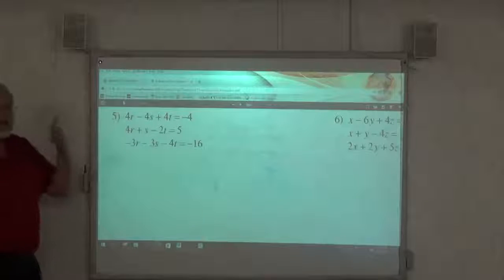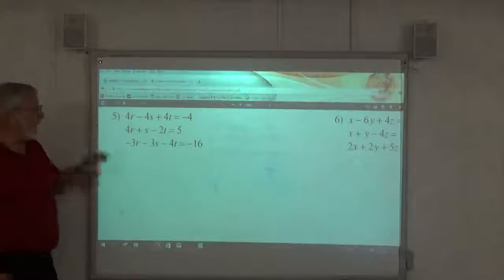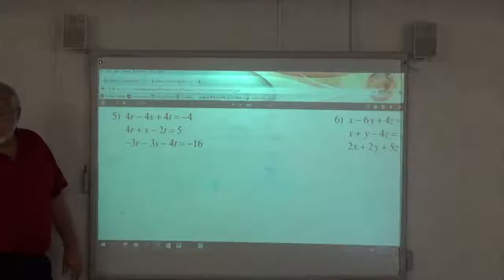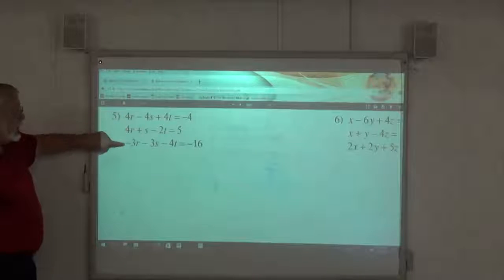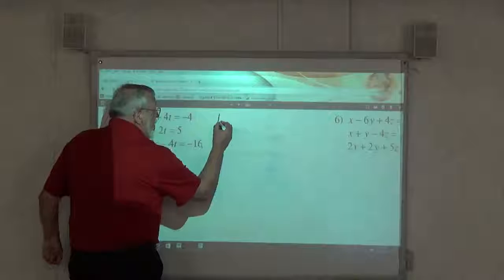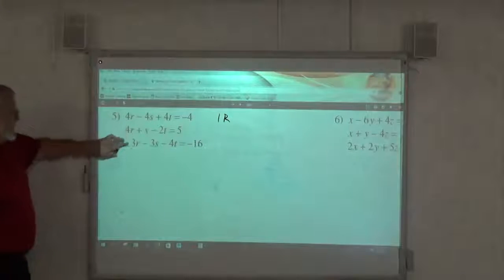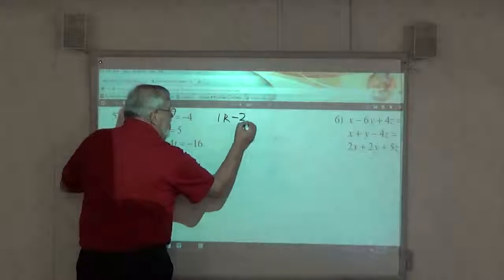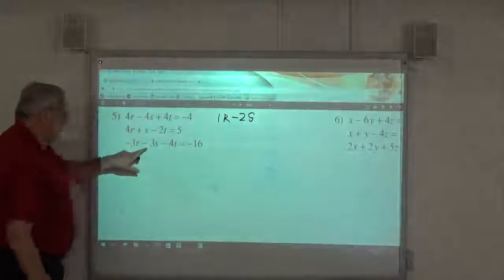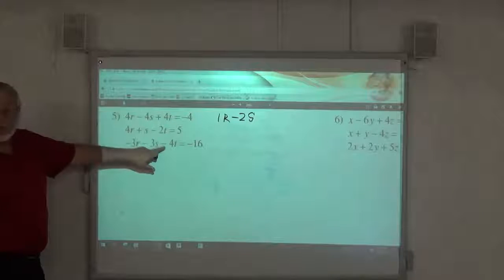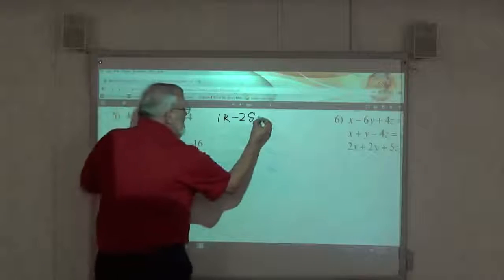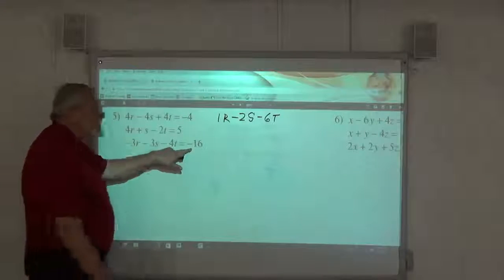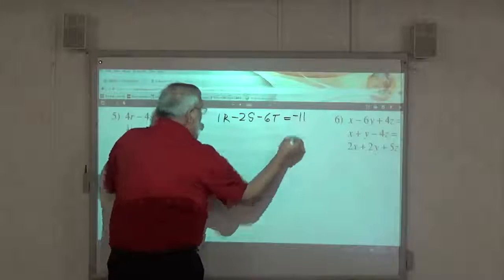So I can create a new equation number 1 by adding. Now, which one do you want to do? You want to do the top one or the middle? Let's do the middle. Okay. So 4 plus negative 3 is 1R. S minus 3S is negative 2S. And then negative 2 plus negative 4 is negative 6T. And then 5 plus negative 16 is negative 11.